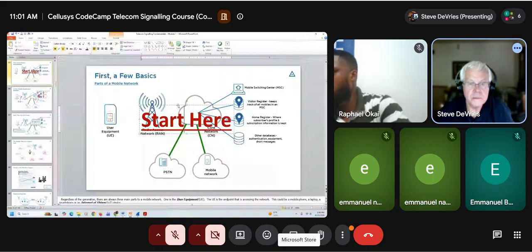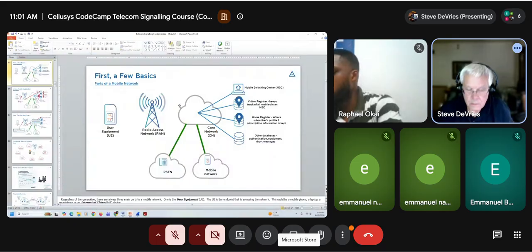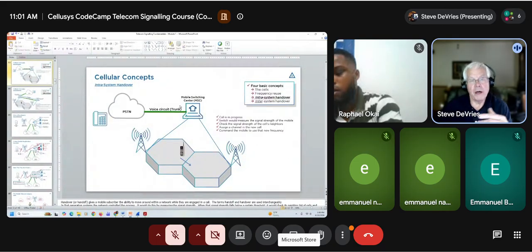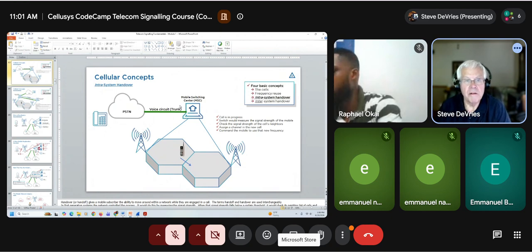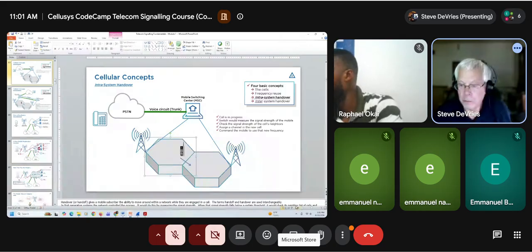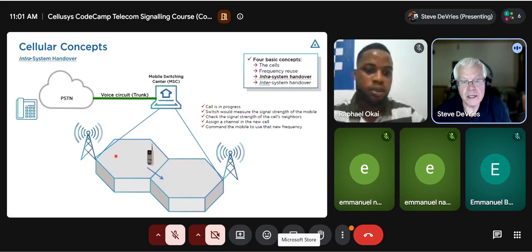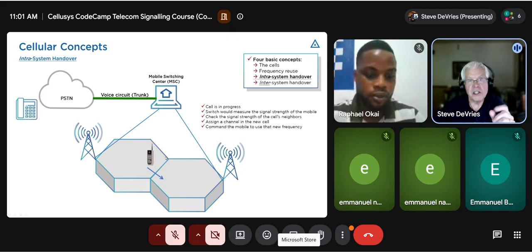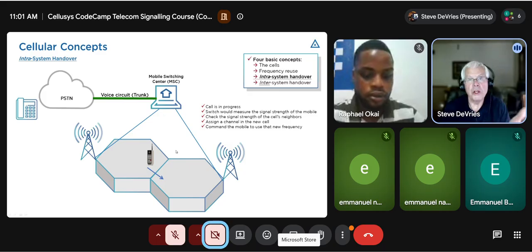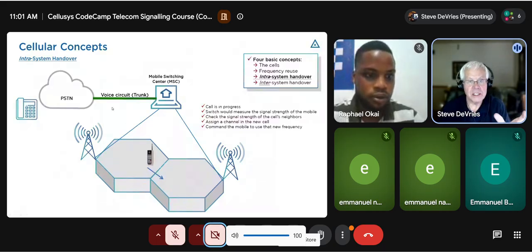So let me erase that, get rid of that. We finished up talking about just the concept of cellular. What does cellular mean? And again, it's just a convenient way to draw these hexagon cells as we show here. It's a convenient way to draw these hexagons so they fit together almost like a honeycomb. But the idea of cellular is to reuse frequencies at some distance away.